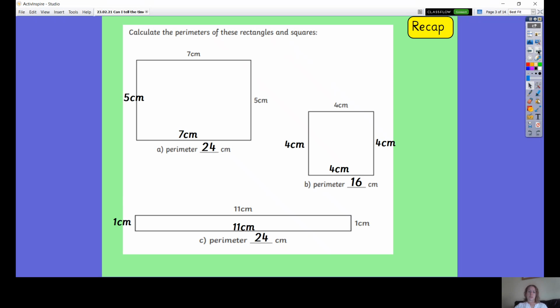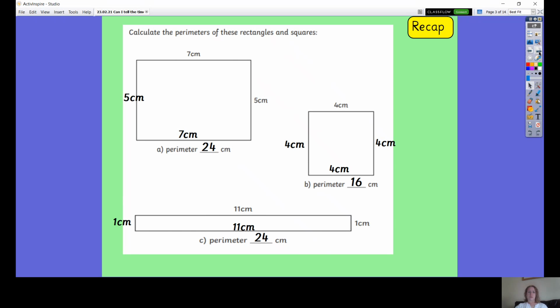Okay, and I will show you the answer. So I filled in the missing sides as well. I know that this side is 5 because the other side's 5, and this side's 7 because the other side's 7. On the square, there was only one side that had the distance on it, but I know that it's a square, so all the sides must be the same, so they're all 4. And then the same with the rectangle, opposite sides are the same length. So perimeter of A is 24, perimeter of B is 16 centimetres, and the perimeter of C is 24 centimetres.